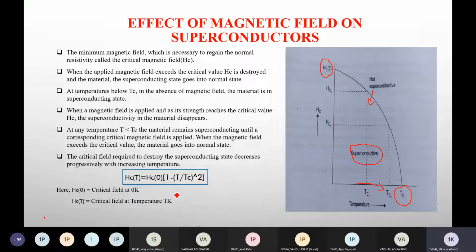The equation shows the relation between magnetic field and temperature, which is Hc of T is equal to Hc of 0 times (1 minus T upon Tc) square. Here Hc of 0 is the critical field at 0 Kelvin and Hc of T is the critical field at any temperature which we have given to rise.